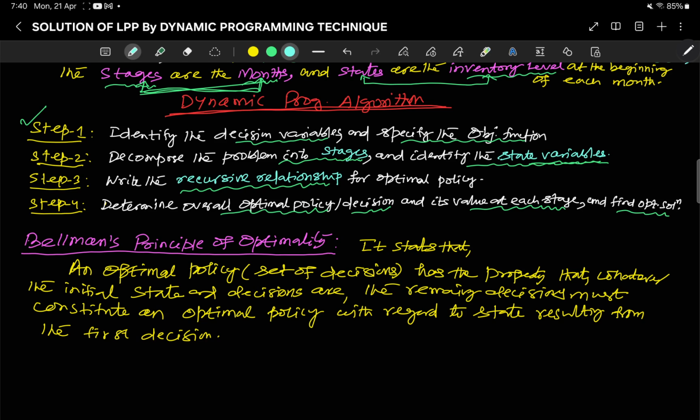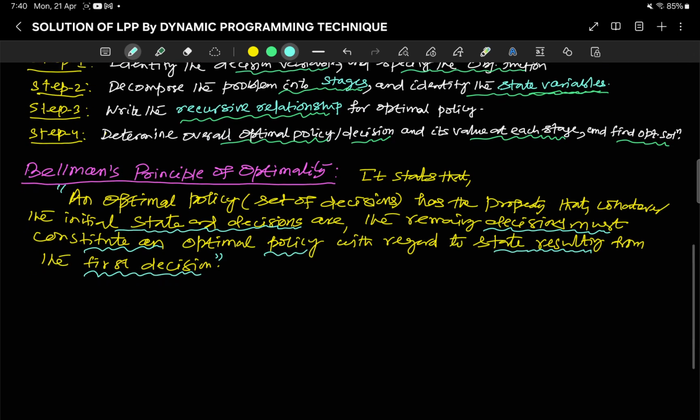As I have told you, in dynamic programming we have to take decisions at every stage. At the initial stage we have a state and decisions. The optimal policy has the property that whatever the initial state and decisions, the remaining decisions must constitute an optimal policy with regard to the state resulting from the initial decision. This is Bellman's principle.